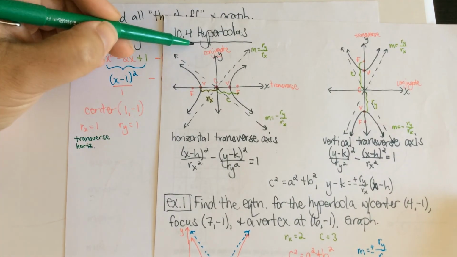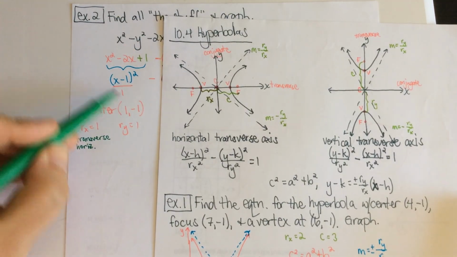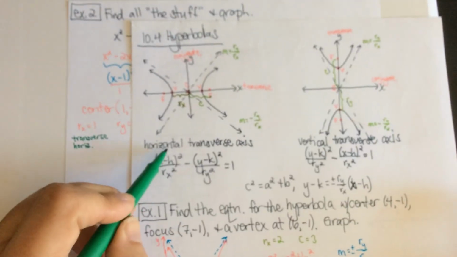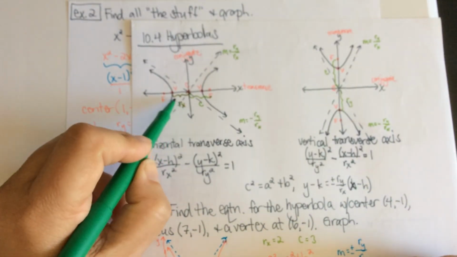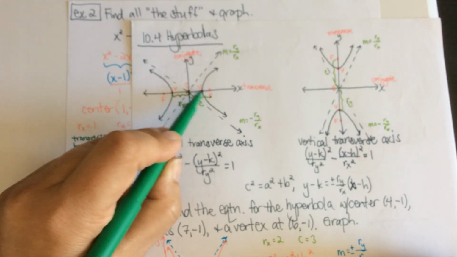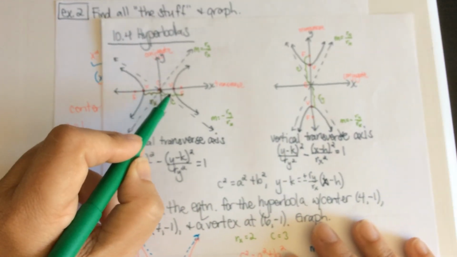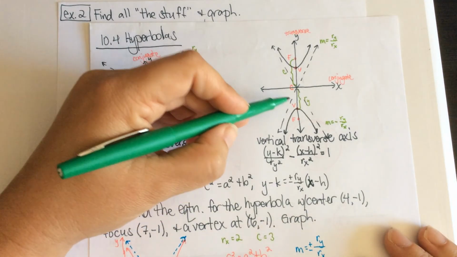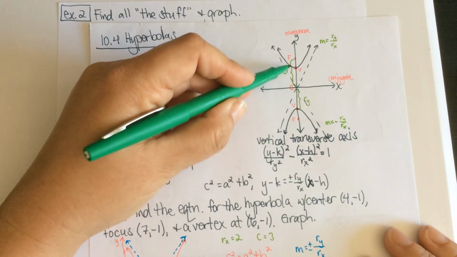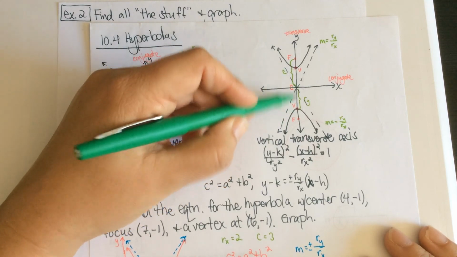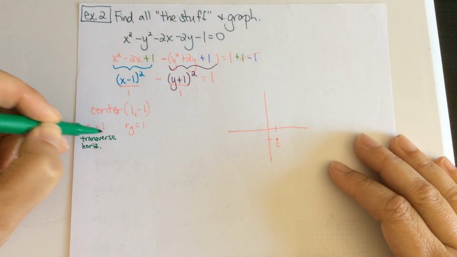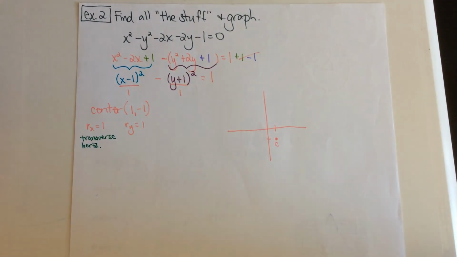So we're kind of working our way backwards through this information. We're comparing the equations. We see it's this one and not this one. So that tells us that it's a horizontal transverse, and that tells us we need to go left and right to find the vertices. Up and down to find the vertices if it looked like this, but it doesn't, okay? So that means I'm going to use the r sub x, although I guess it doesn't matter, but they're both 1.